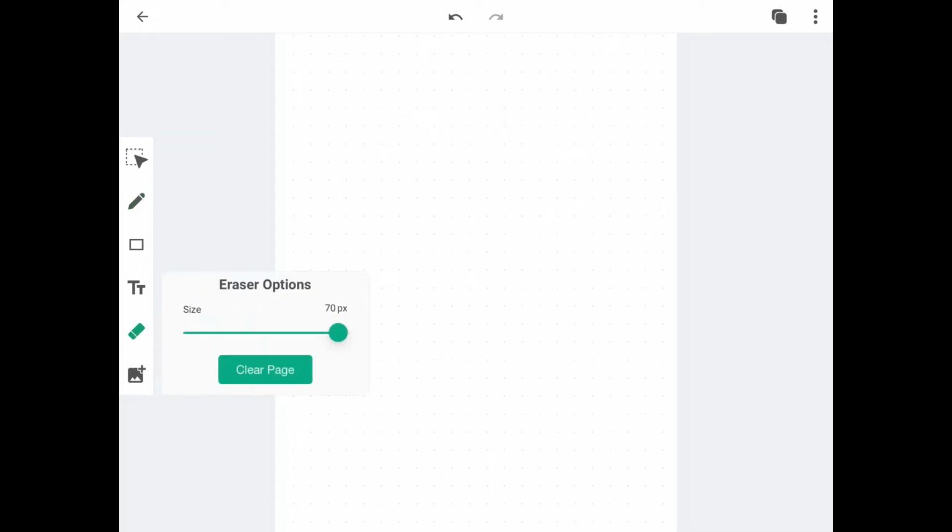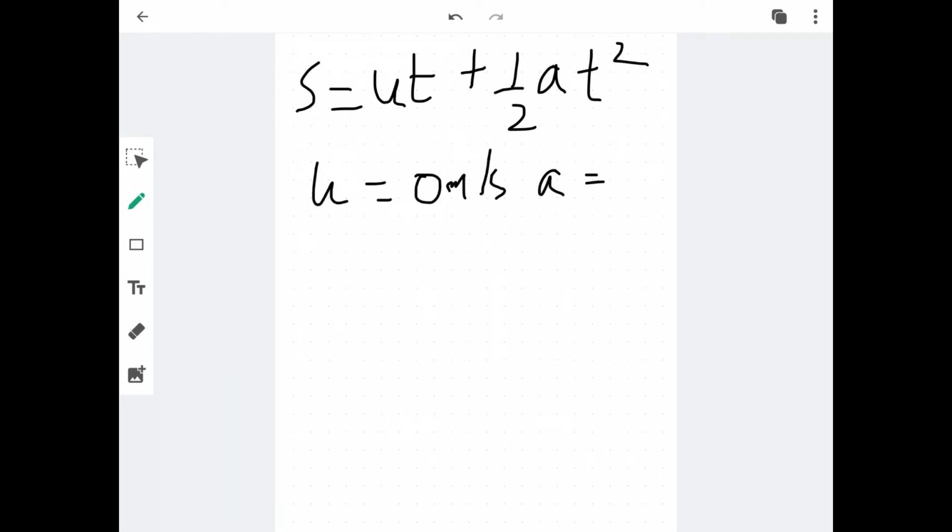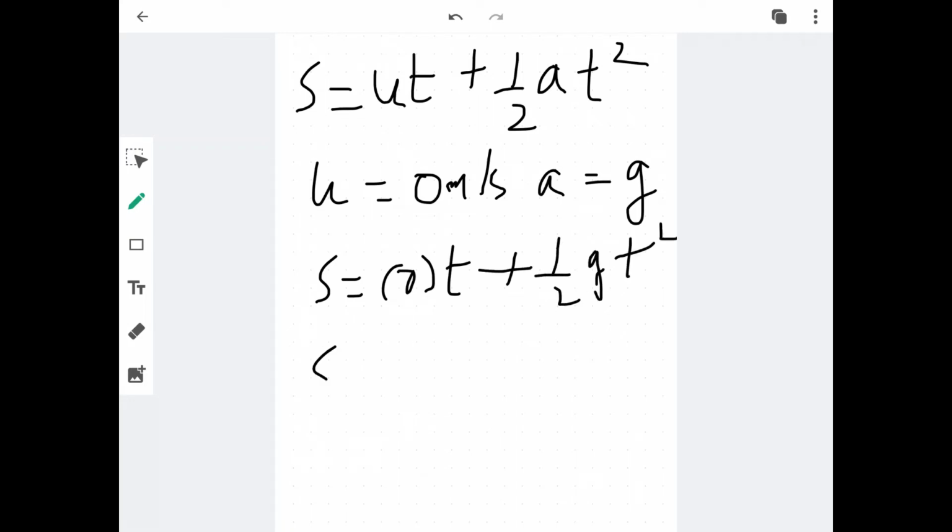Let's check out how the second equation is. The second equation of motion is s = ut + ½at². Again we substitute u = 0 and a as g. So we get s = 0 × t + ½gt². That will be s = ½gt². So what did we do? We substituted u = 0 and a = g, and we got s = ½gt².